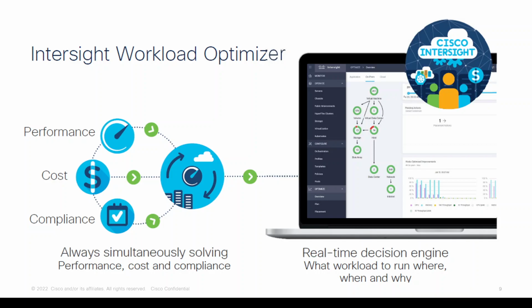So Workload Optimizer is always, simultaneously, and that's what we're looking at over here on the left, solving for performance, compliance, and cost based on real-time metrics that are constantly changing, evolving, and creating multiple, sometimes contradicting factors that must be balanced to achieve good decision-making. So, again, to repeat, in short, IWO is a real-time decision engine that decides what workload to run, where, when, and why.